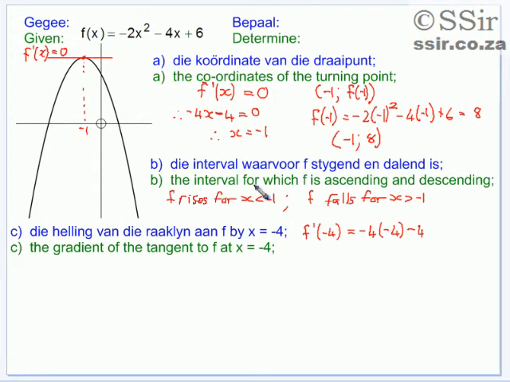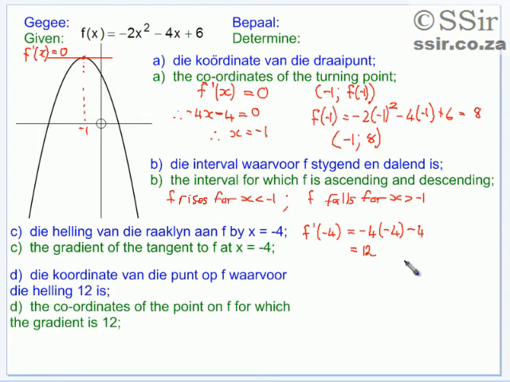f dash of minus 4: we've already determined f dash of x, so to find f dash of minus 4 means we substitute the x value, minus 4, into our equation up here, and we get minus 4 times minus 4 and then minus 4, which gives us 16 minus 4, which is 12. And what does this mean? Here, where x is equal to minus 4, the gradient of f will be 12.